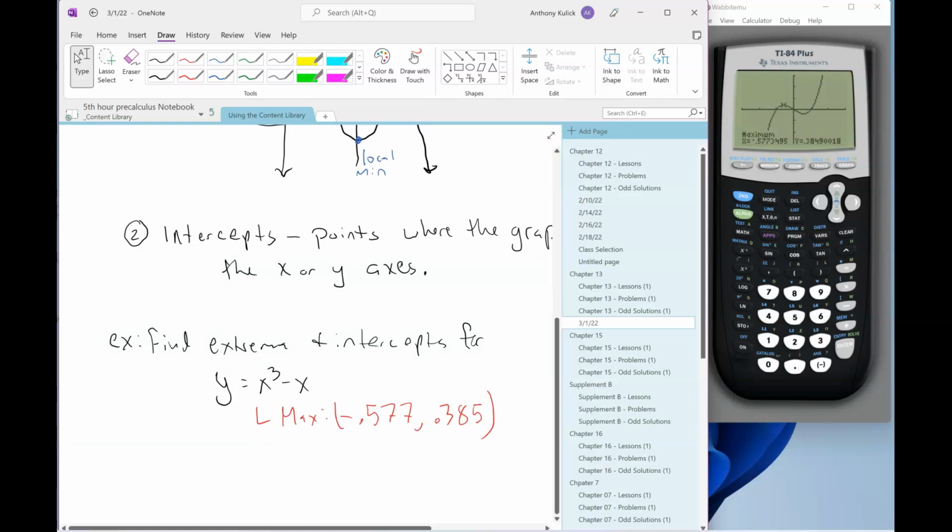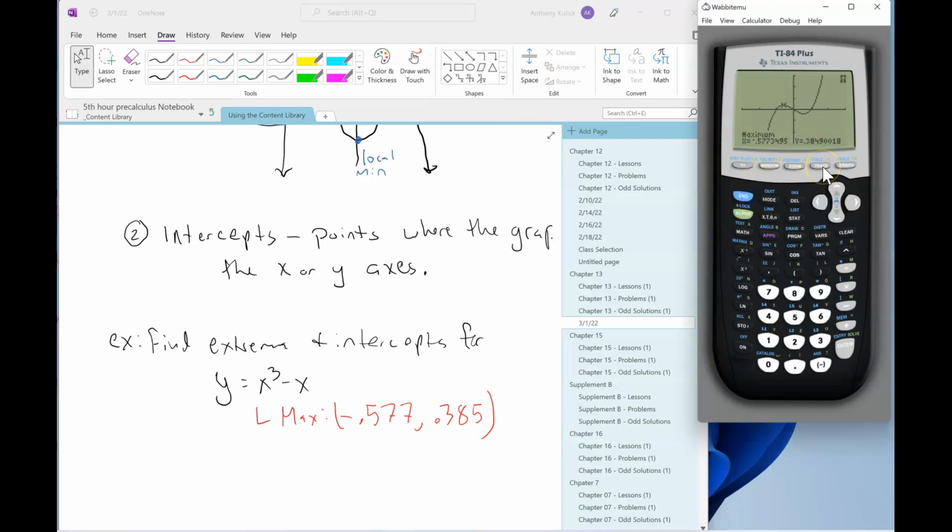Everybody cool with that? Okay, let's find that local minimum next. You might have noticed when I entered that calculate menu by pressing second and trace, there was a minimum command there also. That's what I'm going to use to find the local minimum.